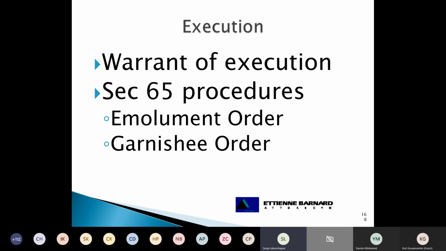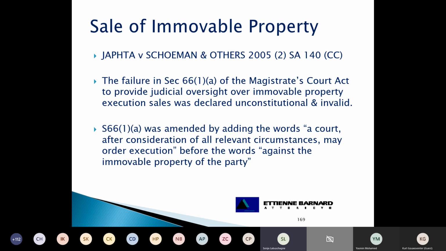You will note that in the High Court, they refer to a warrant of execution as a writ. It's exactly the same as a warrant. It's just a different name. So warrant of execution and writ of execution, exactly the same thing. I'm not going to go into a lot of detail with regard to the warrant of execution because that's fairly straightforward. Read the act and see what you must do. It's the same as in the Magistrates Court.